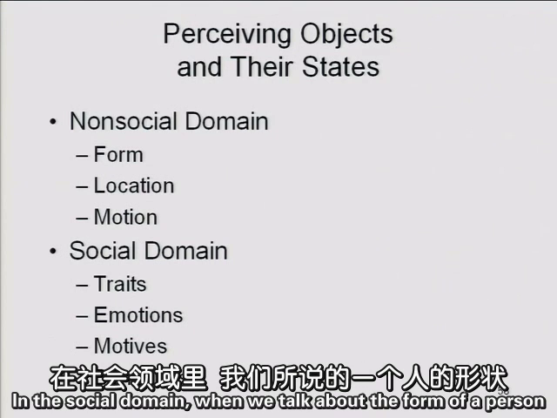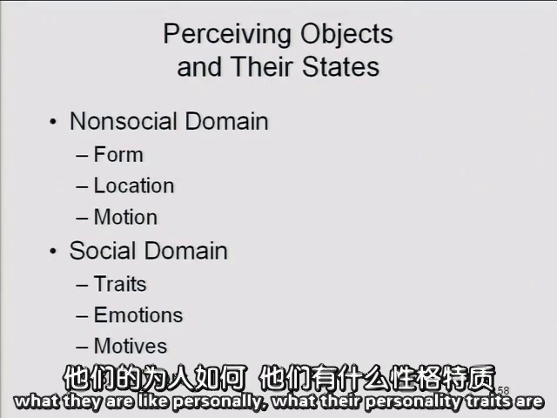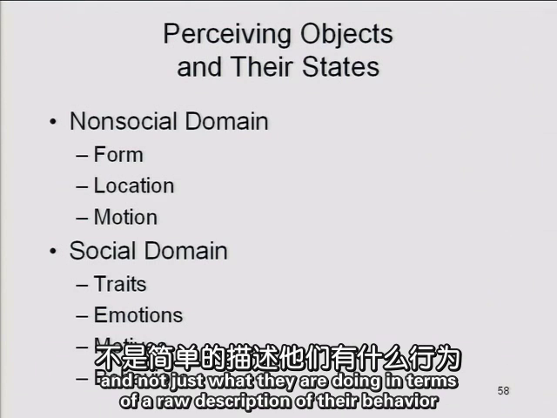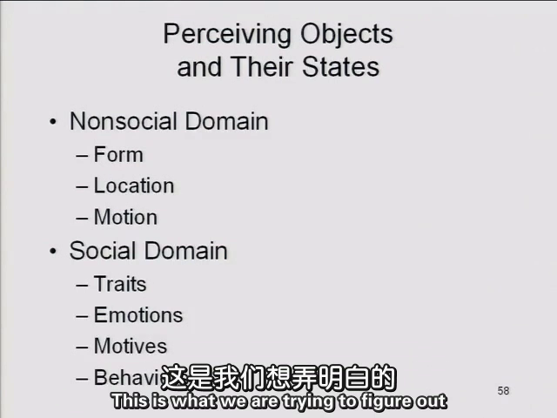In the social domain, when we talk about the form of a person, what we mean is what they're like socially, what they're like personally, what their personality traits are, what their emotional states are, what their motives and goals are, and not just what they're doing in terms of a raw description of their behavior, but what the social significance of their behavior is. This is what we're trying to figure out.